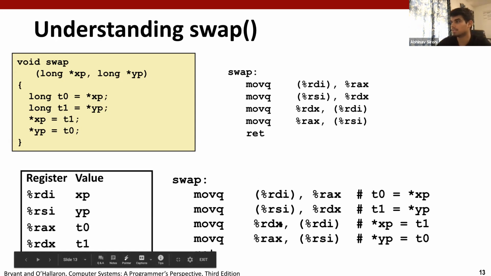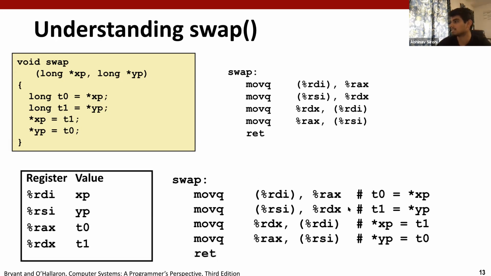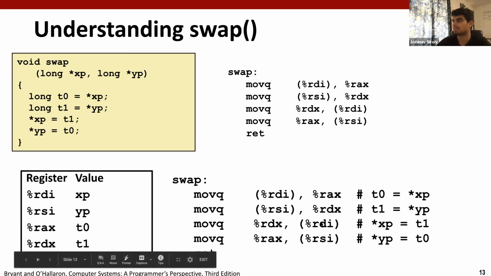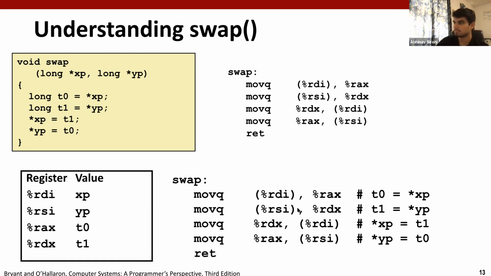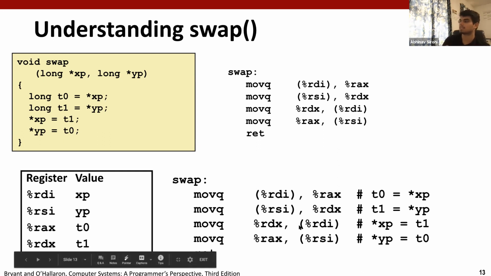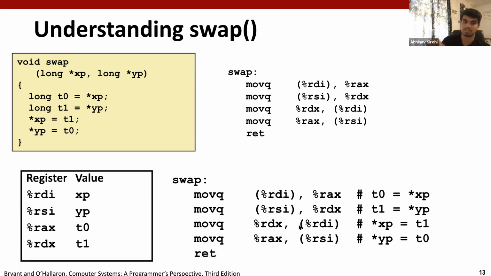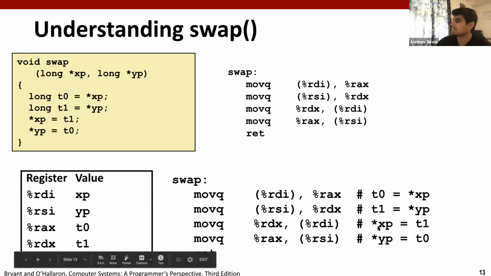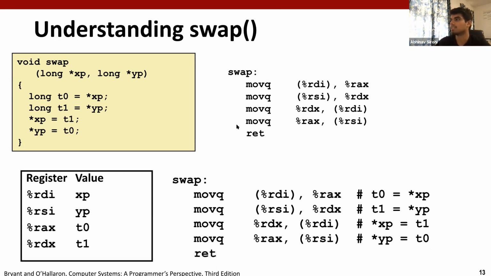And then we move the value in RDX, which now contains the value of YP, into the memory address at RDI. And then we take the value in RAX and move that into the memory address in RSI, where RDI and RSI were XP and YP, but we put the switched values into them. So we set XP equal to T1, YP equal to T0, and then we just return, and that effectively swaps the two values.